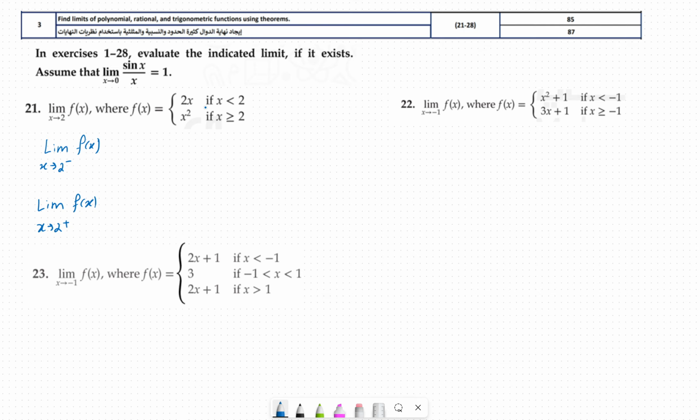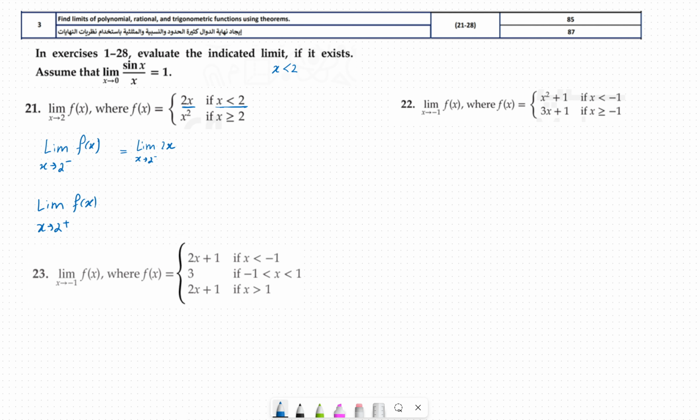Now I need to identify which part of the function is the left and which one is the right. Whenever we say left, it means less. So we are looking for when x is less than 2. Here I can see that this is x less than 2, and here I see 2x. So I say the limit of 2x as x approaches 2 from the left.